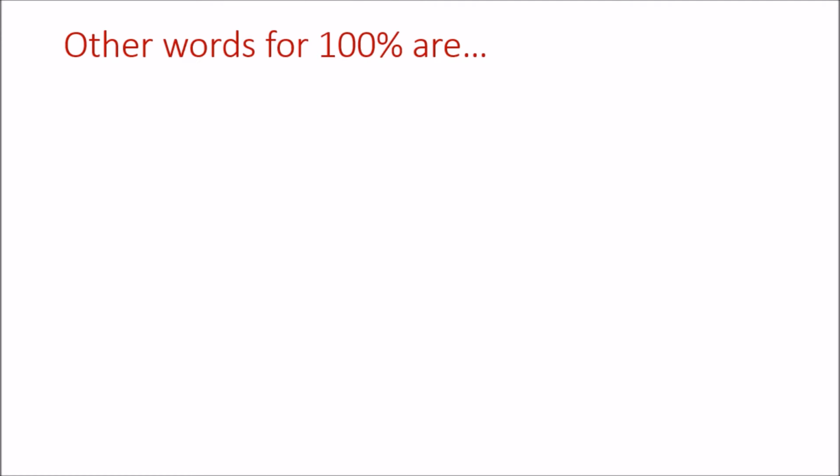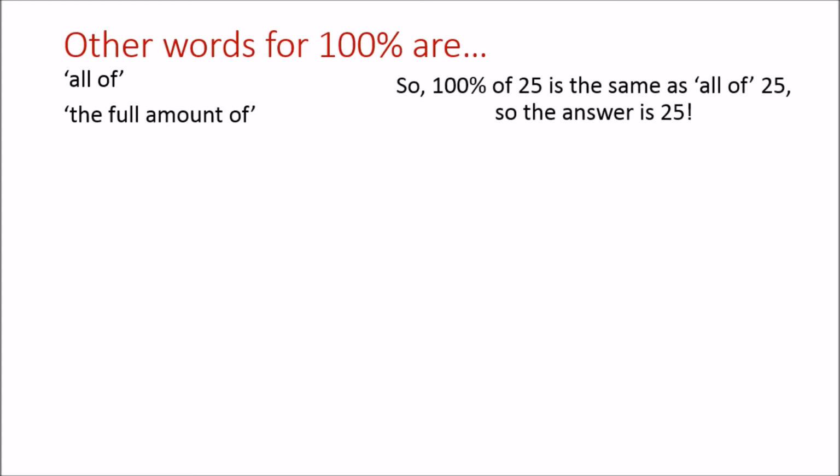First of all, I want you to think about what it means to say you've got 100% of an amount. So for example, you've got 100% of 25 items. If you've got 100%, it really means you've got all of those things, or all of that amount. You've got the full amount of it. So 100% of 25 is the same as saying, what is all of 25? And so the answer is 25.